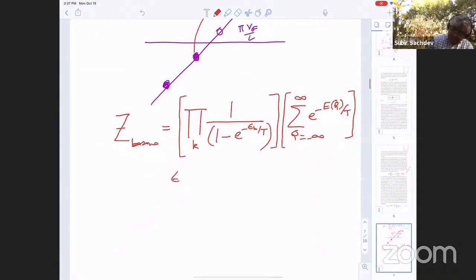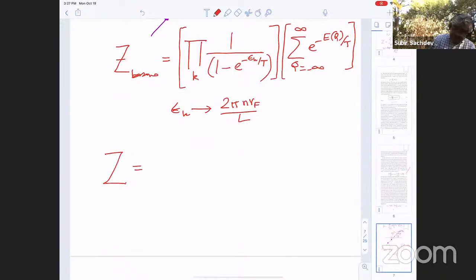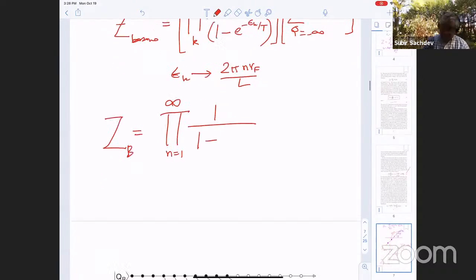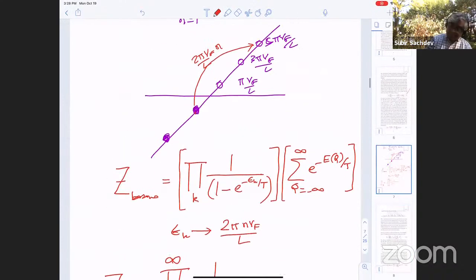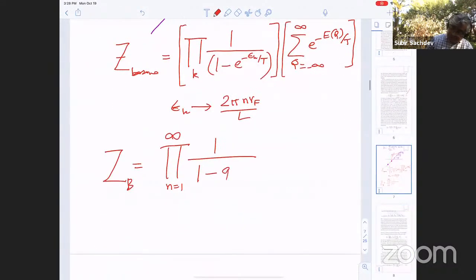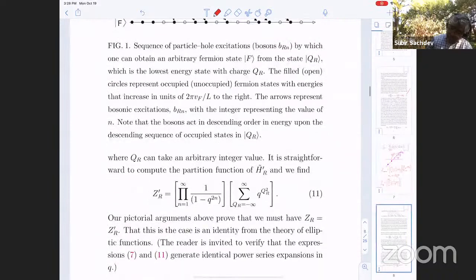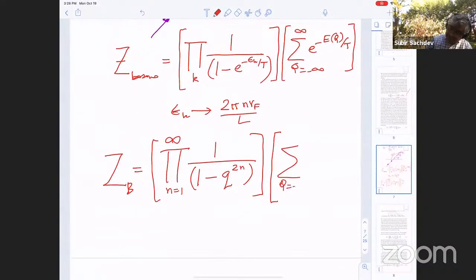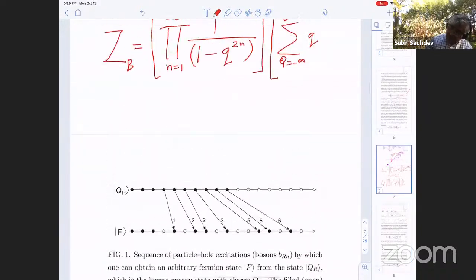So E_k gets replaced by 2 pi n v_F over L. And then you just write this in terms of little q, and what you will find then is Z bosons is the product from n equals 1 through infinity of 1 over 1 minus, let me make sure I get it right, q to the 2n, the 2 because there's a 2 pi v_F over L here, q to the 2n. And the whole thing multiplied by the sum over Q going from minus infinity to infinity, another integer. And it turns out to be q to the power Q squared.